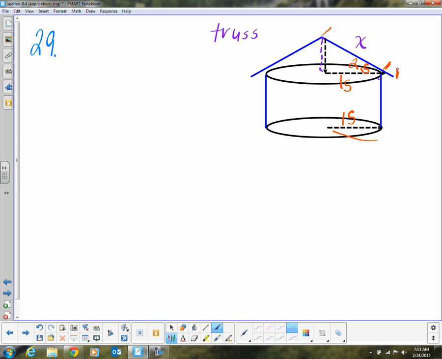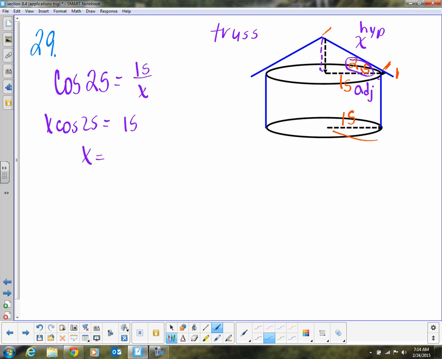Where's the hypotenuse? x is your hypotenuse. With respect to your 25-degree angle, what is 15? Adjacent. Therefore, what trig function will you use? Cosine. How do we set up cosine of 25 equals what? 15 over x. So you're going to have x cosine 25 is equal to 15, so x is going to equal 15 over cosine 25.